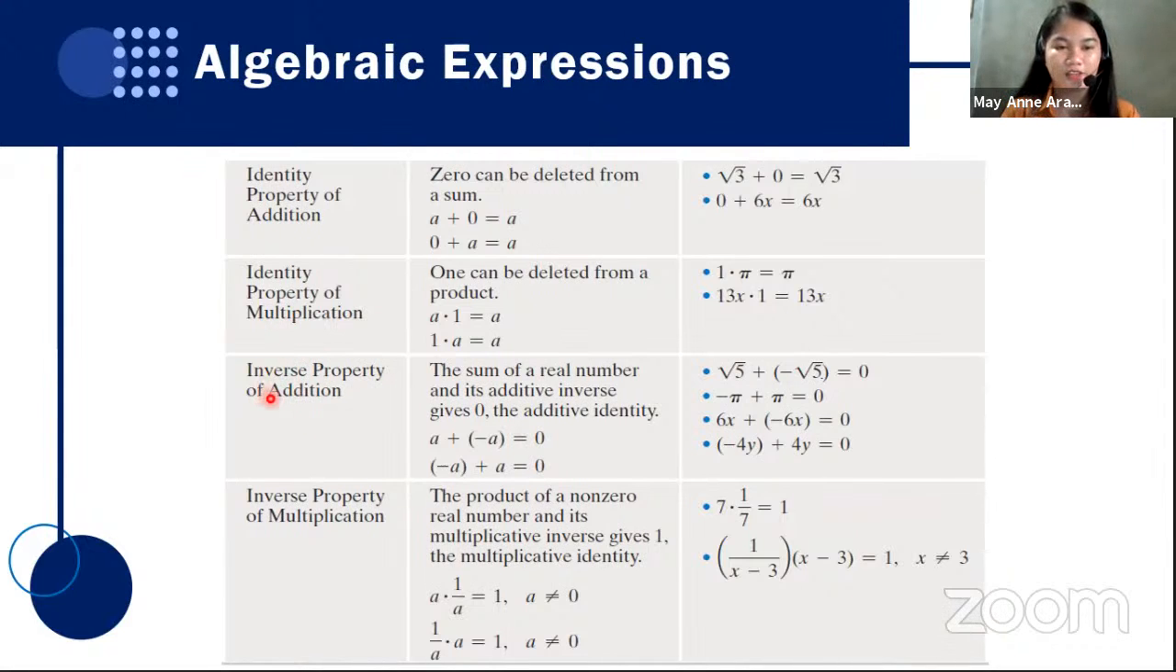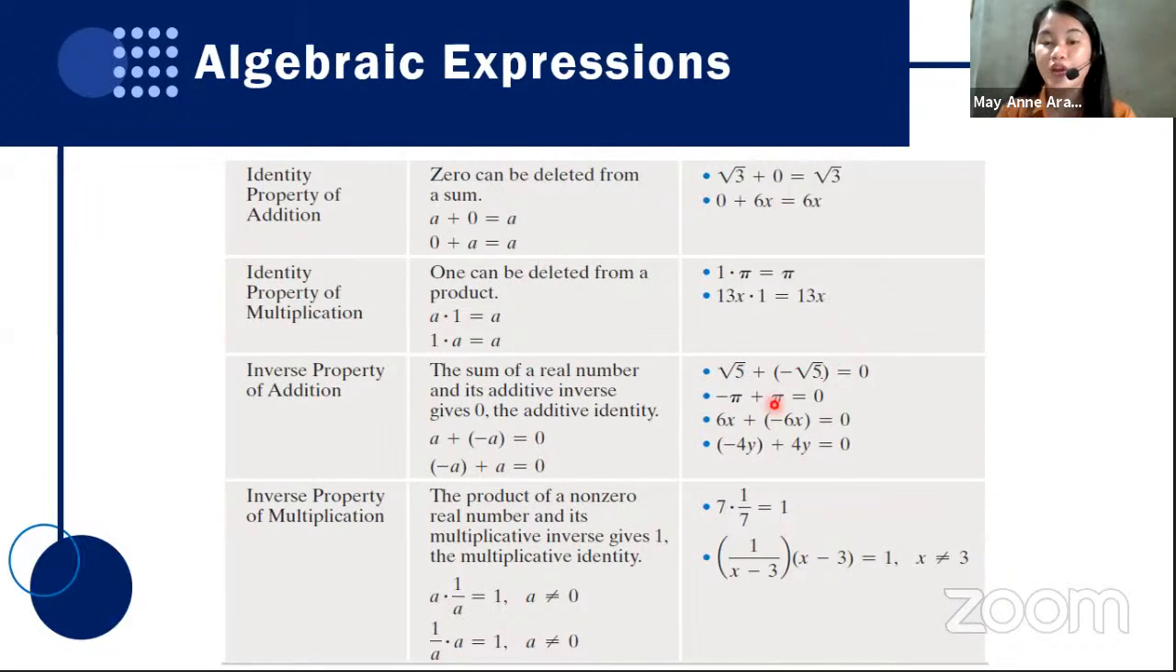Another one, we have the inverse property of addition. So the sum of a real number and its inverse gives the additive identity, or the identity of the addition. Positive plus negative, we have the subtraction. Now we subtract those two numbers because they have different signs. Since they are the same numbers, automatic zero yung answer.